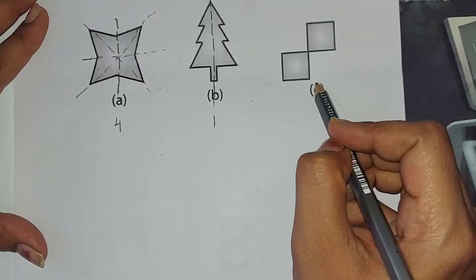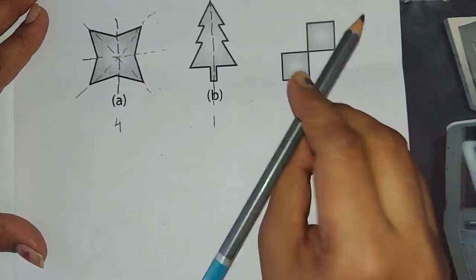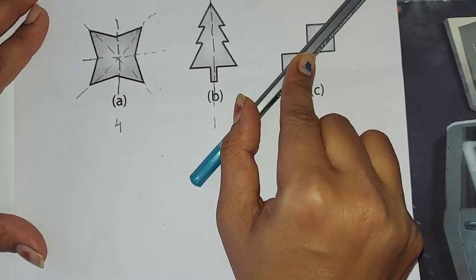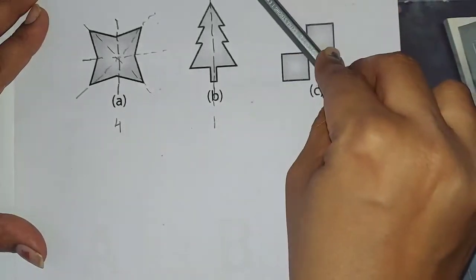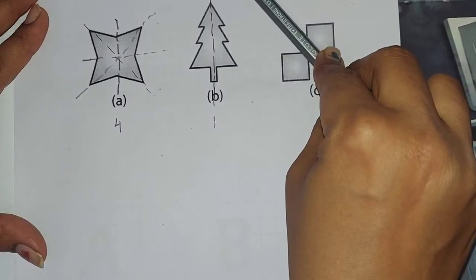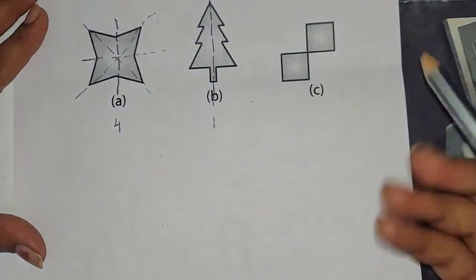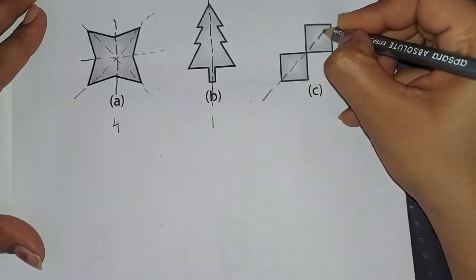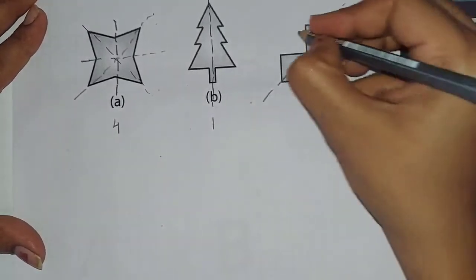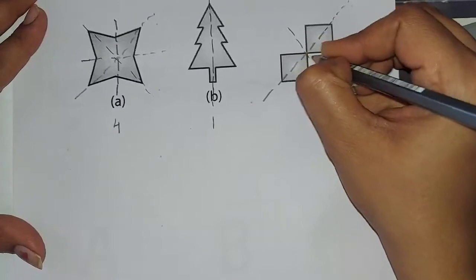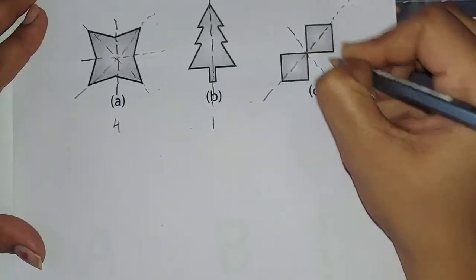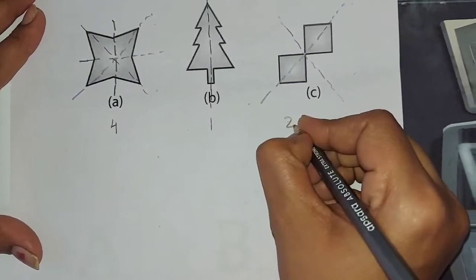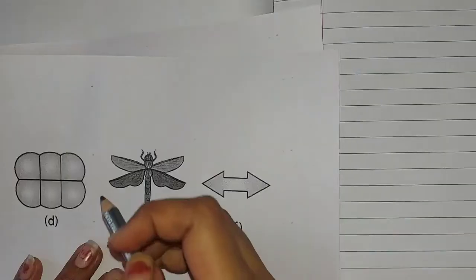Question number C. In question number C, this is the shape given. So students, here the shape is diagonal. If we put a diagonal line of symmetry, then it is divided into 2 parts. And if we take from the center, then also it is divided into 2 parts. So first of all, this line is a symmetry, and from here this figure is divided into 2 parts. Hence there are how many lines of symmetry? 2 lines of symmetry.